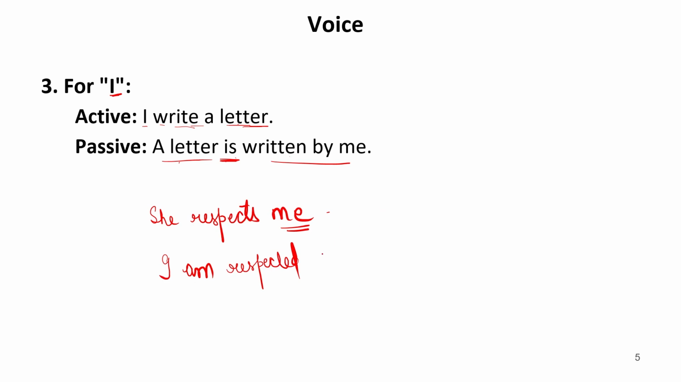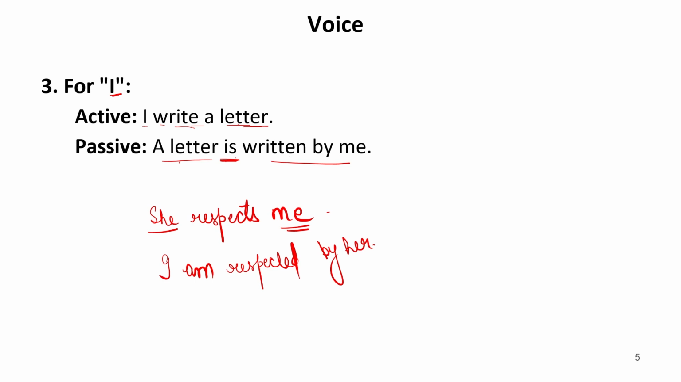So I am respected by her. Now she is the subject in the active voice. It will be written in the object place in the passive voice, and the objective case of she is her, whereas me is the object in the active sentence. Now it will be the subject in the passive sentence, and the nominative case of me is I, that should be written on the subject place.